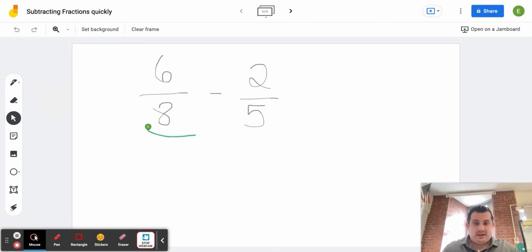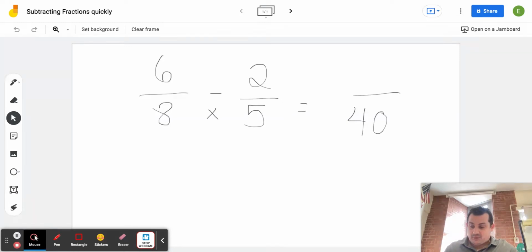a look at is our denominators. So our denominators here are 8 and 5. I'm going to multiply them. 8 times 5 equals 40. So we know now that our denominator may not be our least common denominator, but a common denominator is going to be 40.